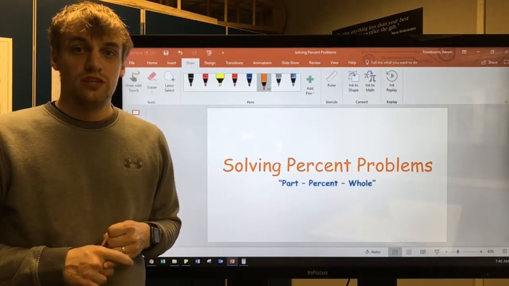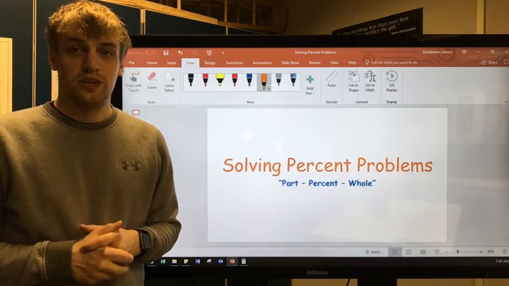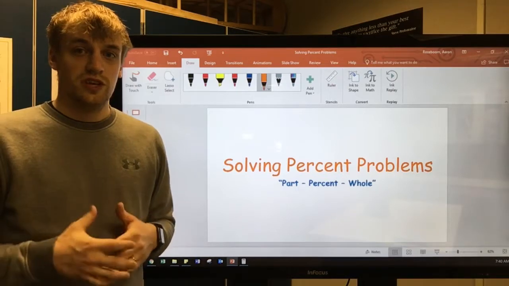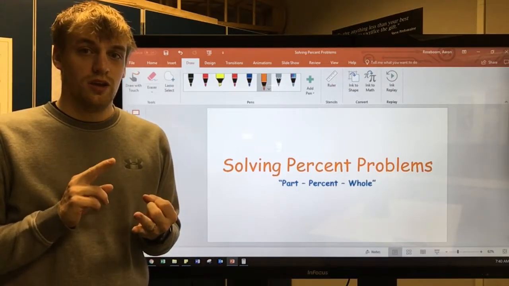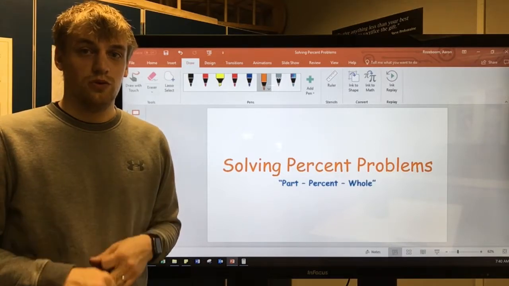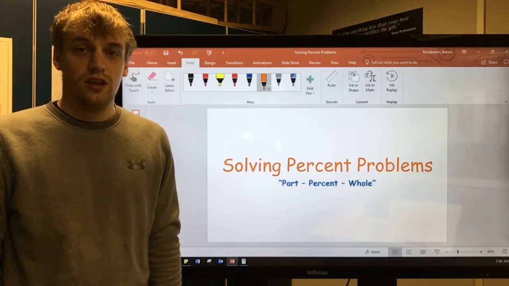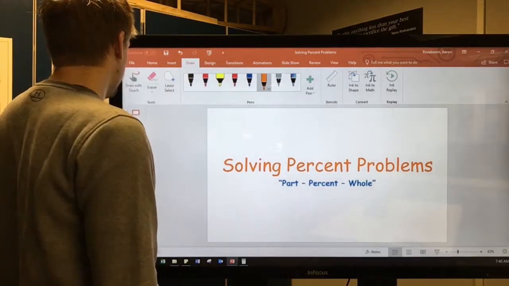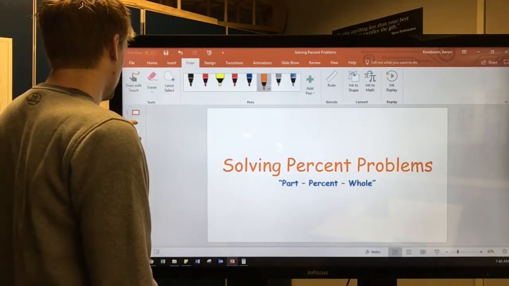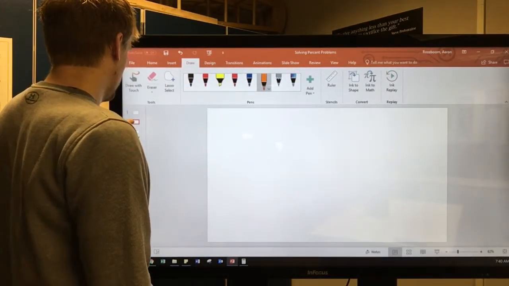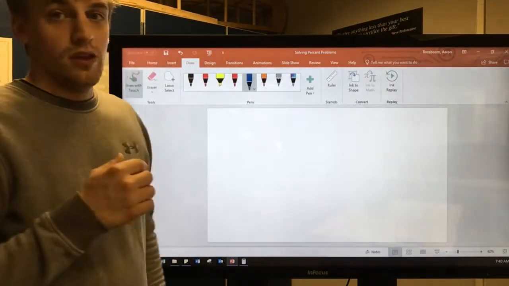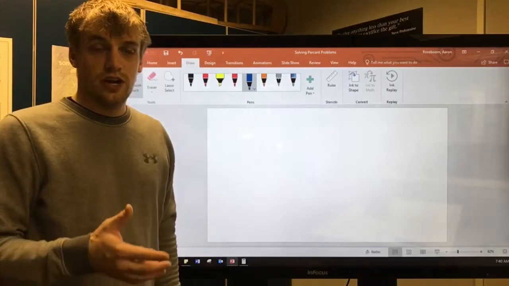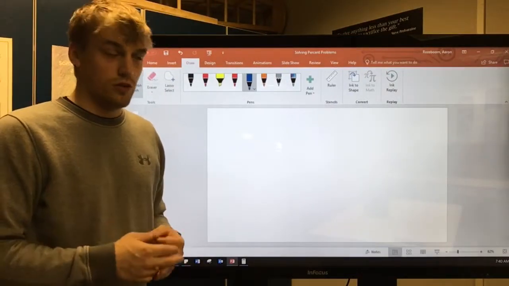The reason that it's called the part percent whole method is because every percentage problem that you solve for has a part, a whole, and a percent. And we'll talk about what that looks like here in a second. Okay, so when you're solving for a percentage, you have a part, a percentage, and a whole.